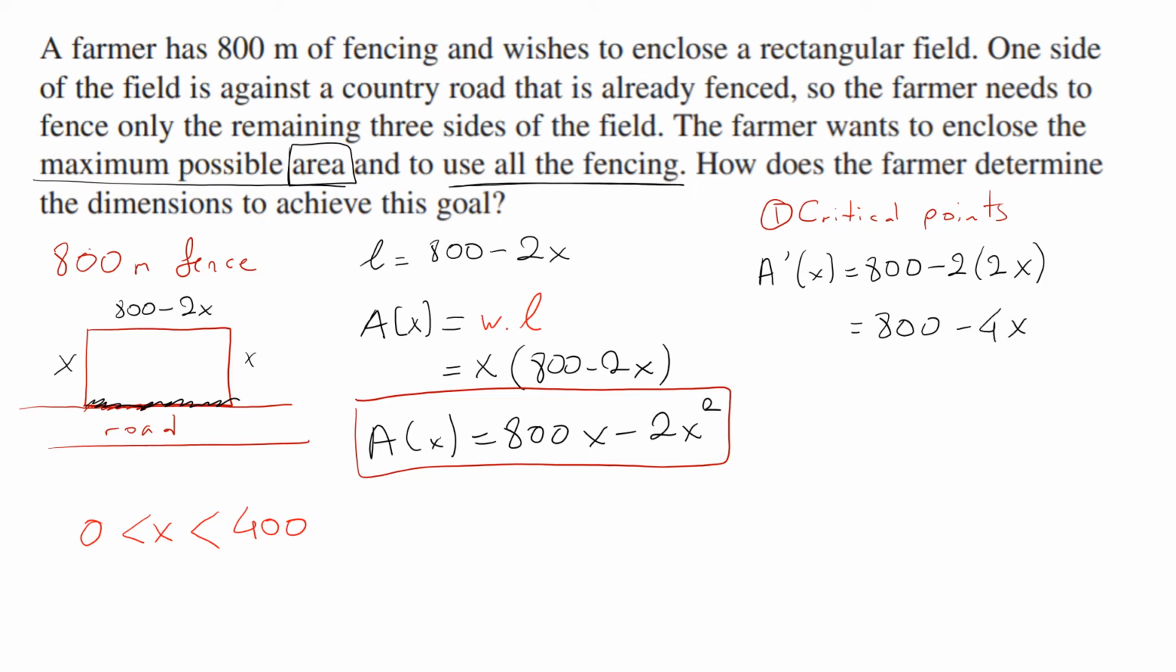So now all I need to do is set this equal to 0, which we did before whenever we had critical points. I will send that 800 to the other side, which will give me -4x equaling -100, and I will divide each side by -4, which will give me the x value of 200.